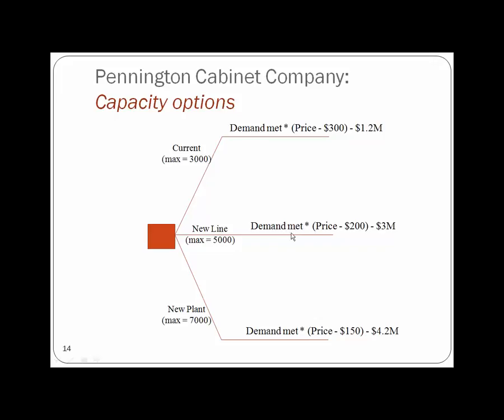Alternatively, if we go with a new line, the formula looks pretty similar, except of course we have different variable cost and different fixed cost. And finally, if we go with a new plant, it's demand met times price minus the variable cost of 150 and the fixed cost of 4.2 million. So all I've done is taken my three capacity options and shown them in a graphical manner.